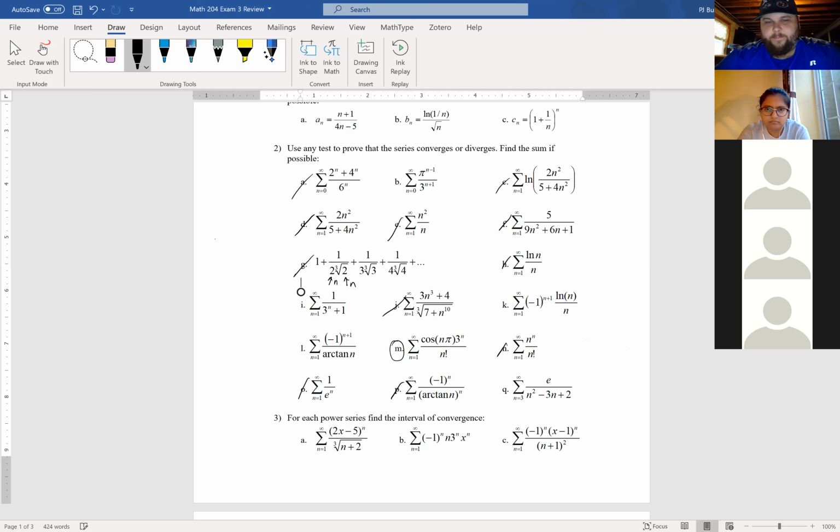About M. Would that be alternating? So you could do alternating because of the cosine n pi, but alternating series requires that you take a limit, and it might be a little strange thinking about factorial. Not really, but so this one I would say alternating, or because of the factorial, ratio.